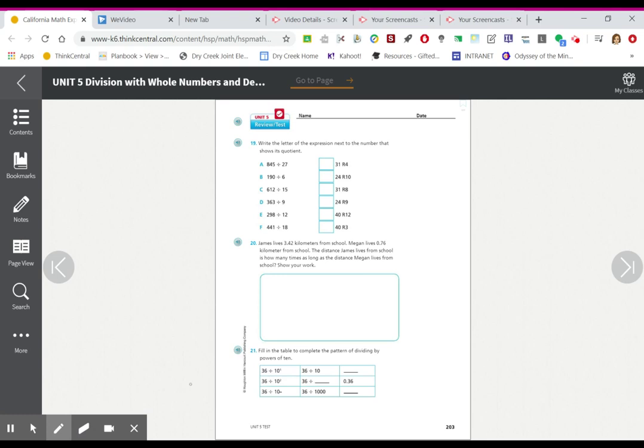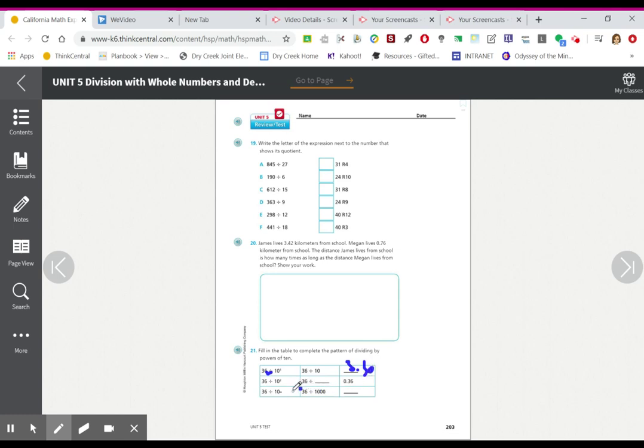So 36 divided by 10 to the first power is the same thing as 36 divided by 10, which would mean I would have one shift, so the decimal would shift over 1, so it would become 3.6.